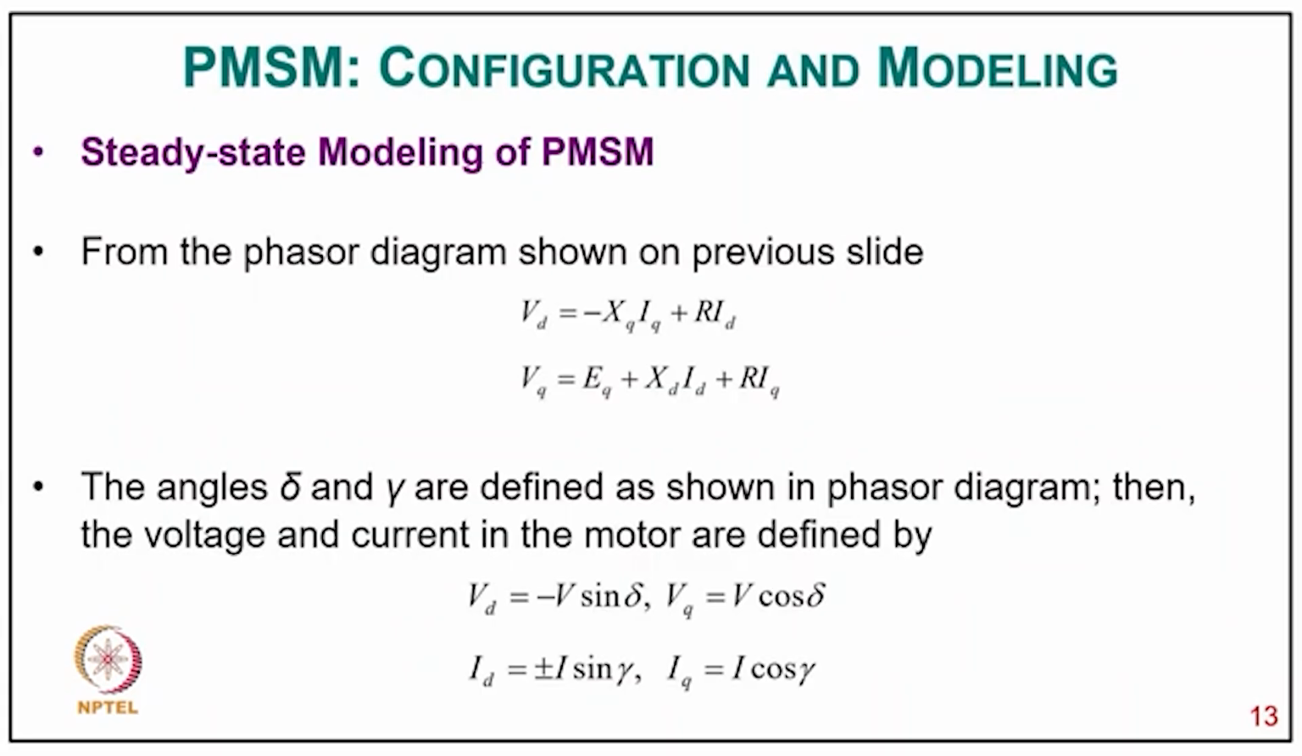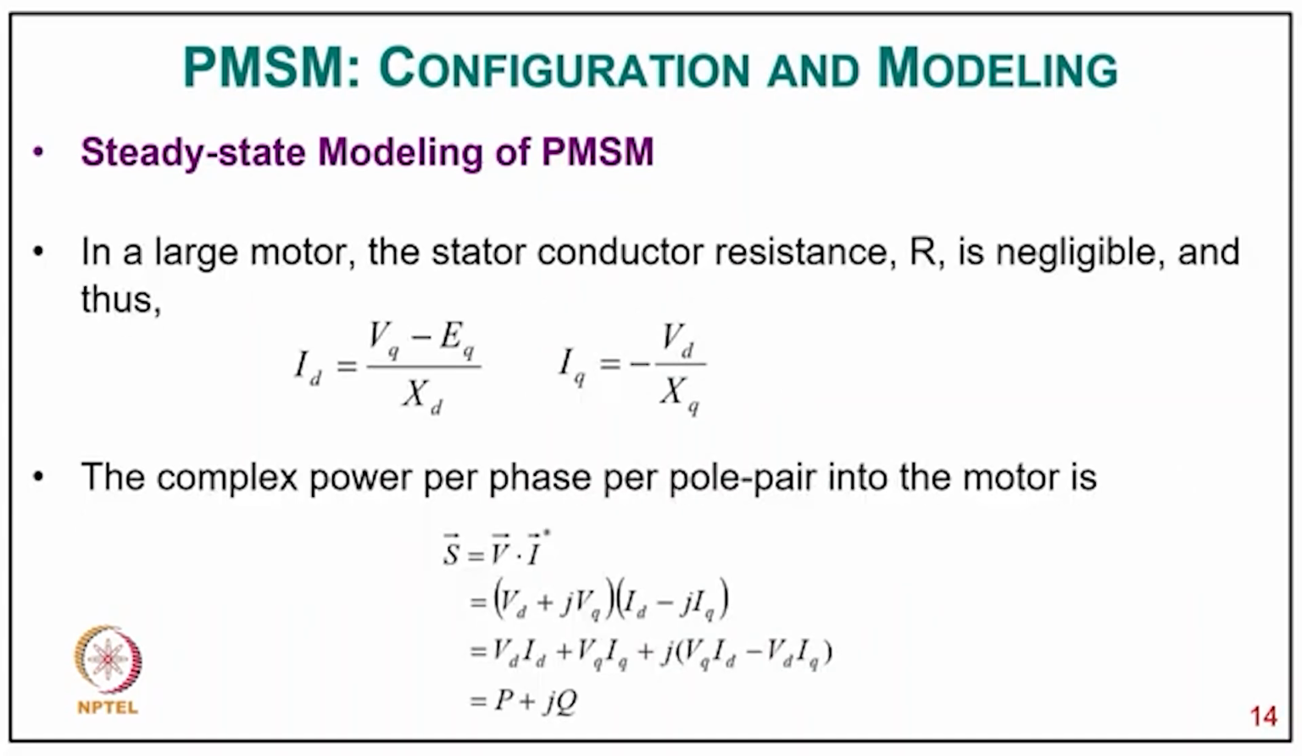From the phasor diagram of the previous slide, we can say Vd equals minus Xq Iq plus R Id, and Vq equals Eq plus Xd Id plus R Iq. So, the angles delta and gamma are defined as in the phasor diagram, then the voltage and current in the motor are defined as Vd equals minus V sin delta and Vq equals V cos delta, and Id equals minus I sin gamma, and Iq equals I cos gamma.